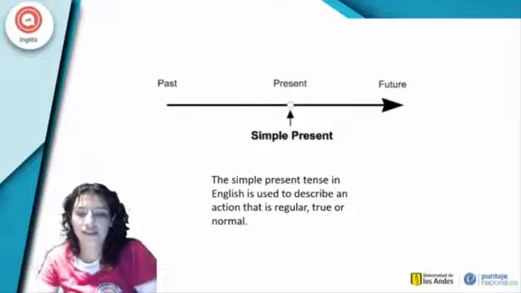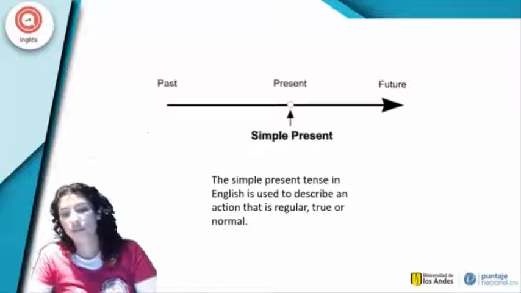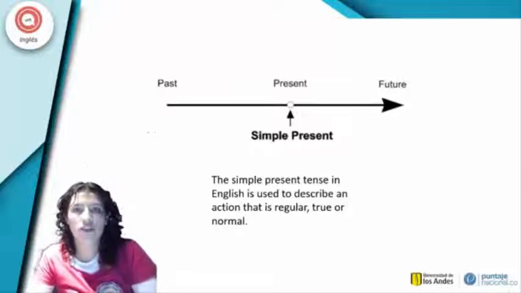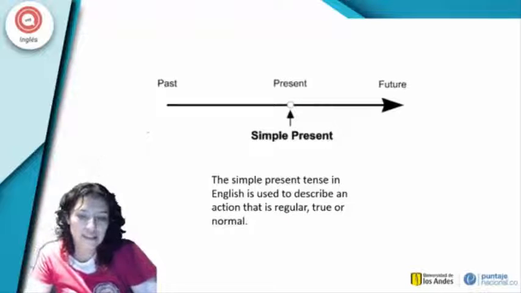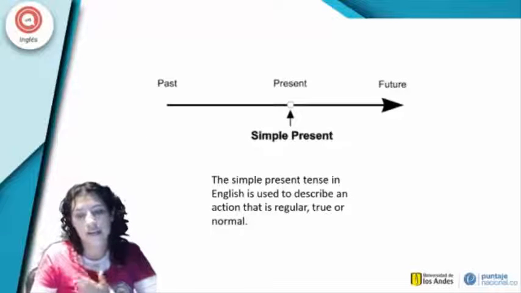So let's start. We have here a graph representing which period of time we are talking about. Today, as it is the simple present, we're talking about the present. When we see the other topics, the past and the future, we are going to move along the line, okay?